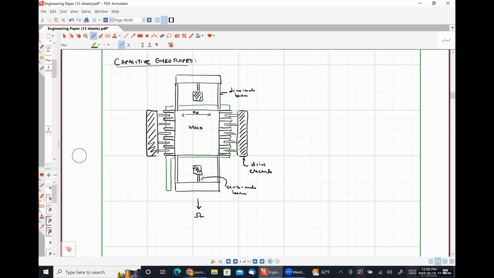Any Coriolis force experienced by this system will cause our central plate to move up or down, causing the sense capacitance formed by that plate and that electrode on the substrate to change, giving us a voltage signal that is proportional to our rate of angular rotation.